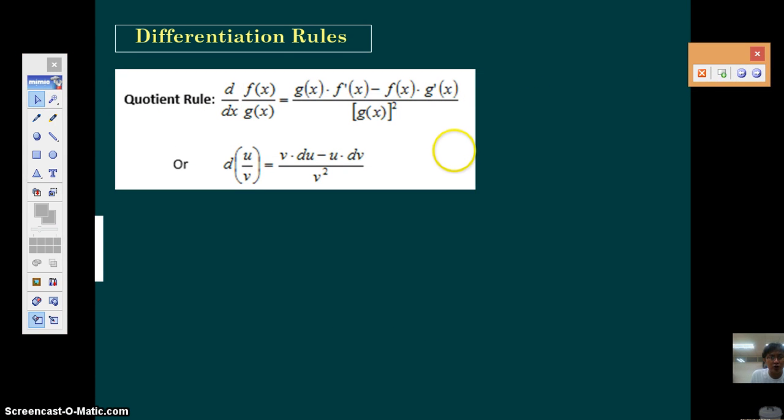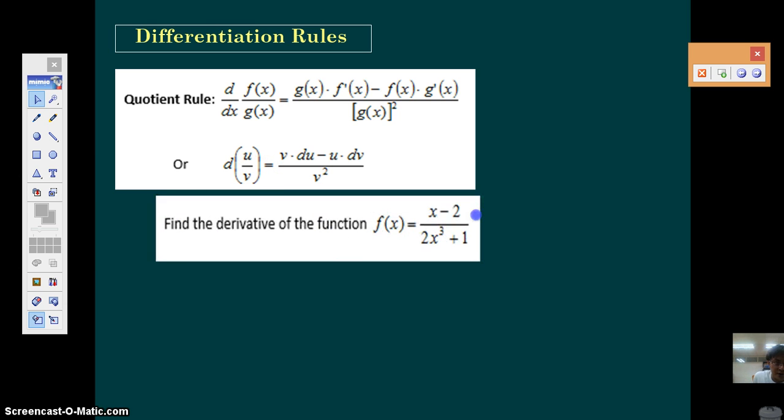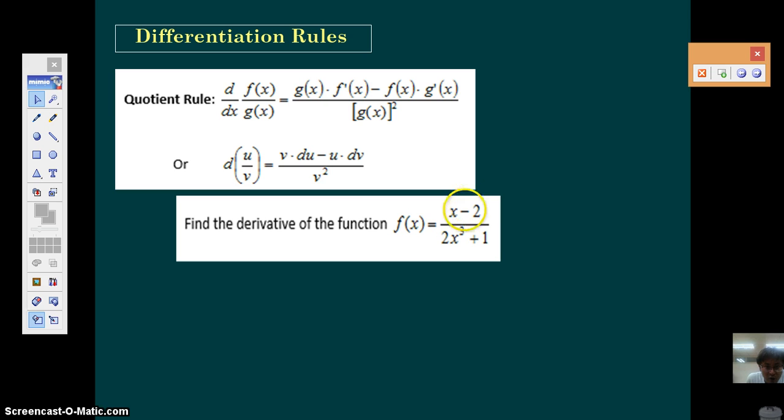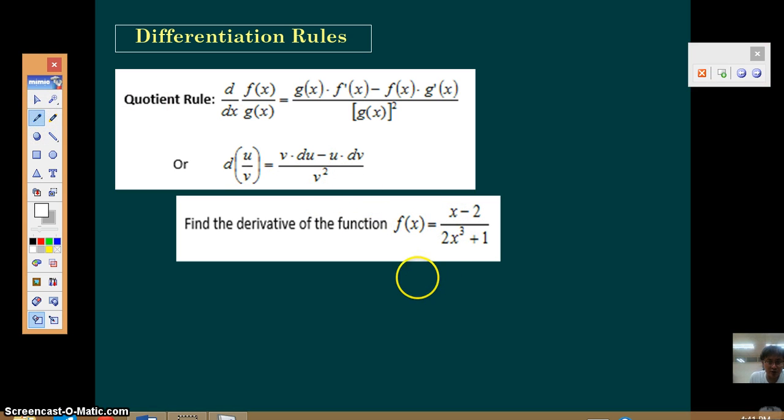Last rule, the quotient rule. It says the derivative of a quotient of two functions f of x over g of x is simply this, or in symbols that are easier to remember, the derivative of u over v would be v squared, the square of the denominator, in the denominator, and v du minus u dv in the numerator. v is your denominator and u is your numerator. Let's have this as our example. Find the derivative of the rational function x minus 2 over 2x cubed plus 1.